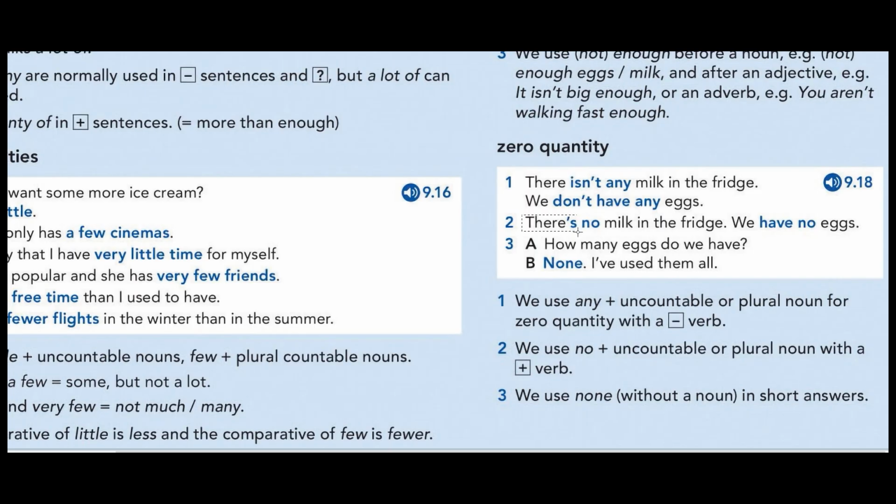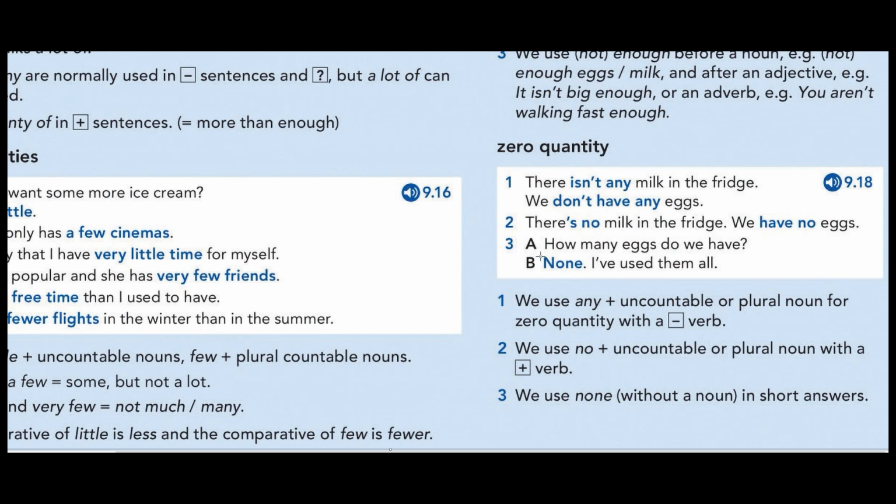Но еще как можно это выразить? Можно использовать утверждение и добавить слово no. There is no milk. We have no eggs. I have no time. We have no money. И так далее. То есть так тоже можно выражать. Только единственное, что не надо добавлять и отрицание, и еще no, тогда будет неверно, потому что двойного отрицания в английском стараются избегать.